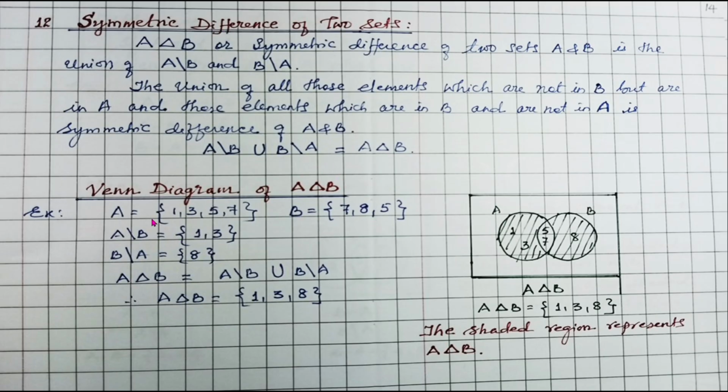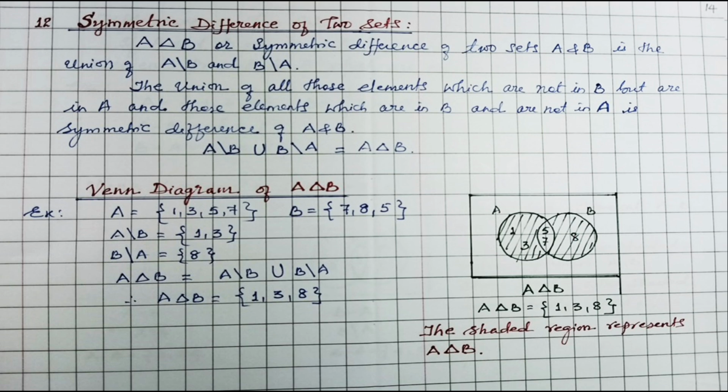Let us take one example here. If there is a set A with elements 1, 3, 5, 7, and B is a set with elements 7, 8, 5. Find A minus B. The elements which are not in B but in A are 1, 3. The elements which are not in A but in B is only the element 8. Therefore the symmetric difference of the sets A and B is equal to A minus B union B minus A, and that is 1, 3, 8. The union of these two sets is 1, 3, 8.